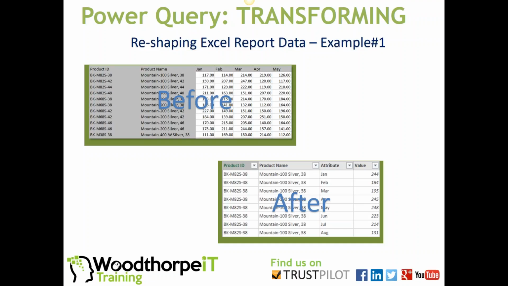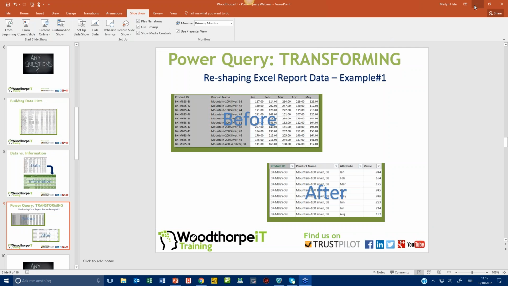So what we want to do, if we look at the after box, is turn that before table into the after table. Now we've got a separate line for each product for each month. As you can see, the product ID repeats itself down, as does the product name, but we've now got the individual months and the individual values for each of those months. So that's our challenge. How do we take the before and create the after from it? This is going to be our first challenge, so I'm just going to drop out of here.